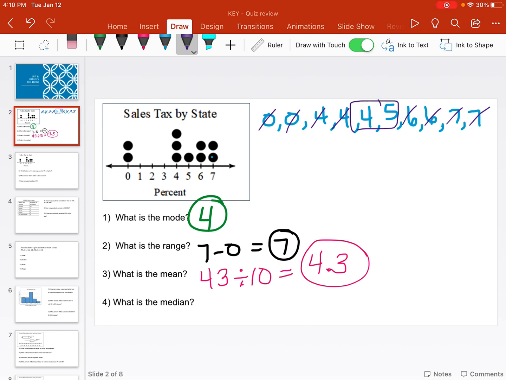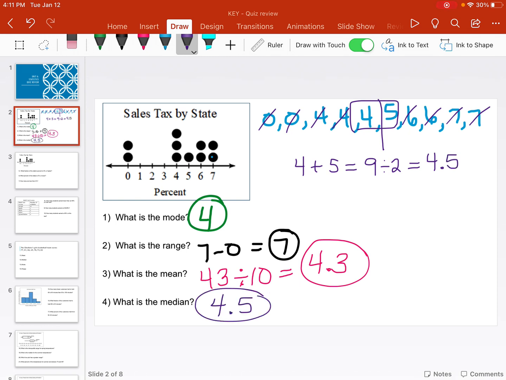Remember, when that happens, you can think, what is right in between these two? If they're nice, easy numbers, these are pretty easy. If they're not easy, though, remember, add the 2 numbers together. So 4 plus 5, which is 9. And that's like you're finding the mean of those 2 numbers. So then divide by 2, which is 4.5. So our median is 4.5.